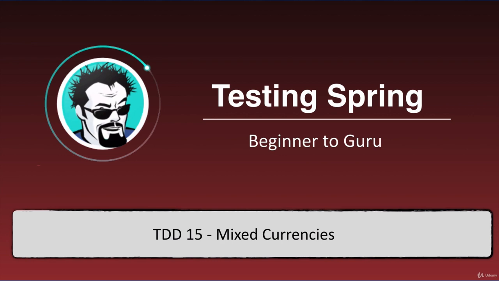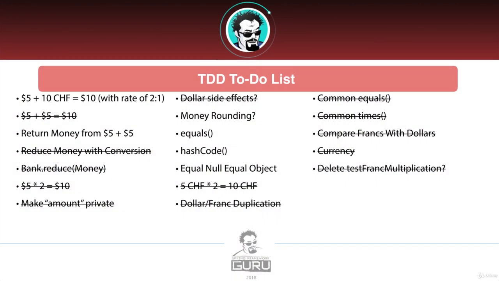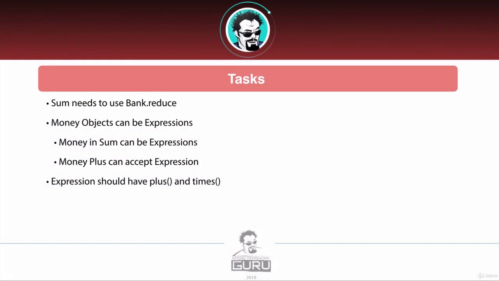In this video, we are going to be looking at Chapter 15 of Test-Driven Development by Example, and this is on mixed currencies. So you can see on our to-do list, I've gone and bolded the use case there, the very first one, and that is adding $5 to 10 francs with an exchange rate of 2 to 1. So we're going to be focusing on that, and we're going to do a little refactoring.